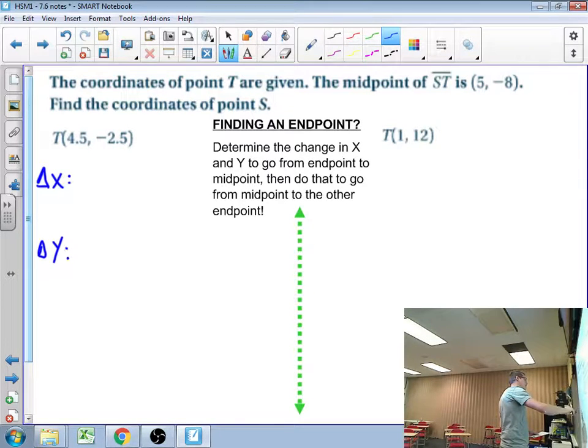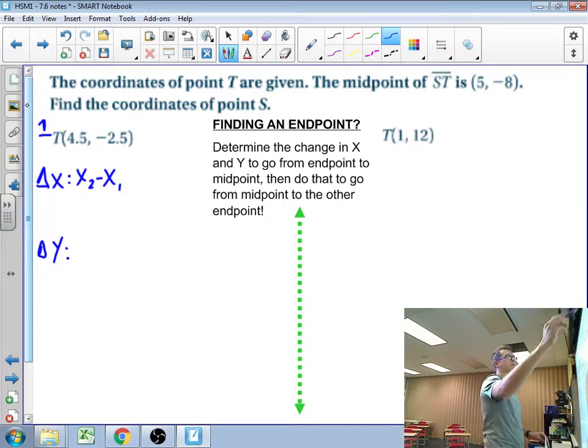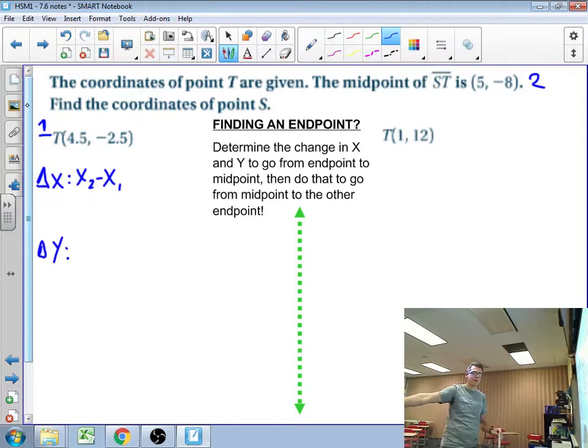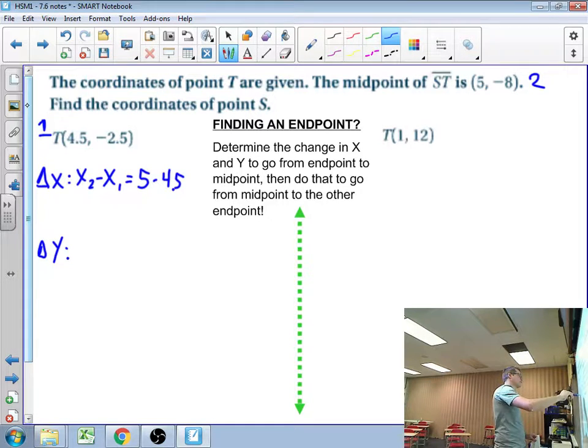So, what's my delta x, delta y? To find that, I just do x2 minus x1. I have to decide a 1 and a 2 point. I like to say that my endpoint is my first point, my midpoint is my second point, because then if I continue through my midpoint to my other endpoint, that would be my point 3. So x2 minus x1: my x value from my second point is 5, and my x value from my first point is 4.5. So the delta x is 0.5, or 1/2.